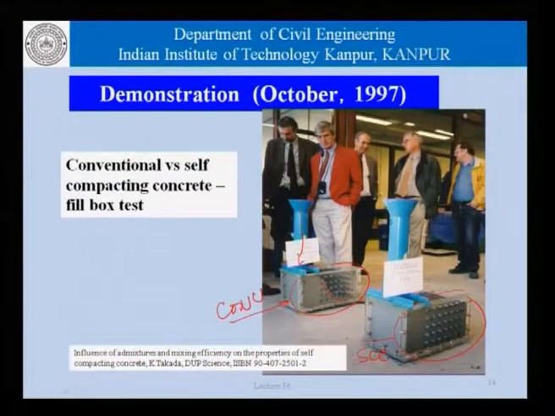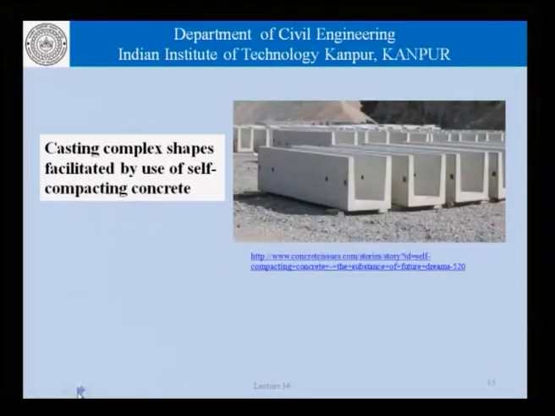Compared to that, if we use a self-compacting concrete mix, more or less the surface that we get is horizontal, except that it is not truly horizontal, and the extent to which the surface deviates from the horizontal is actually a measure of the self-compactability of that concrete. Now, as far as self-compacting concrete application is concerned, these here are complex shapes which have been cast and whose casting has been facilitated by the use of self-compacting concrete.